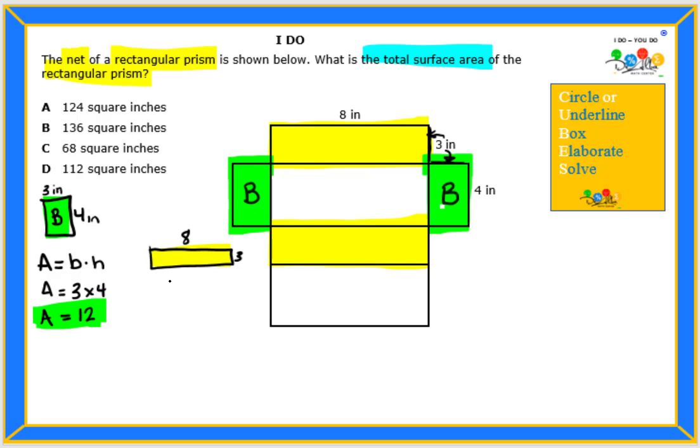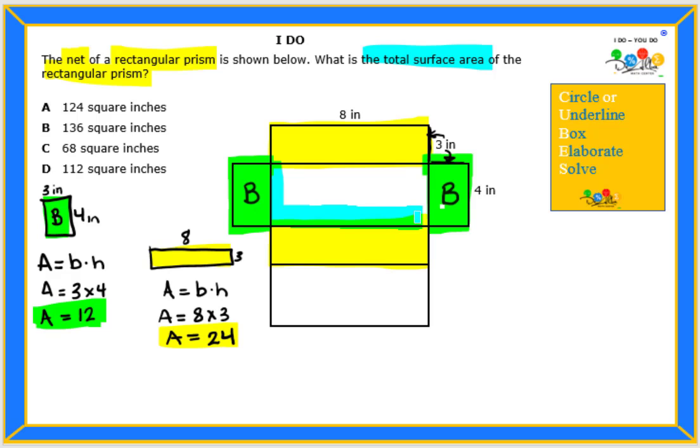So to find the area of that rectangle, we use the formula base times height. So the base of that rectangle is 8 times the height is 3. 8 times 3 is 24. So we have the area of that rectangle is 24.